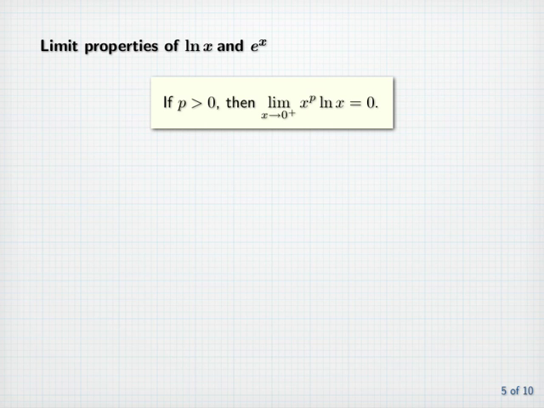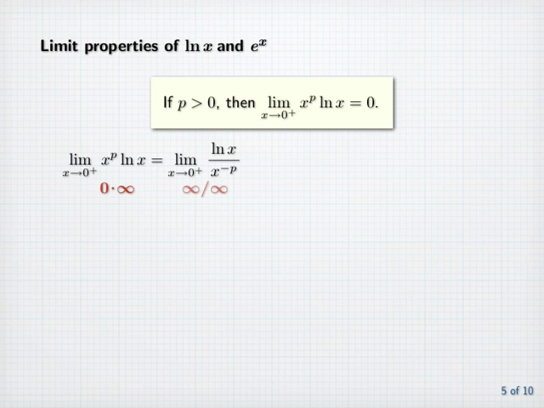So let's approach the limit as x approaches 0 from the right of x to the p log x, which is a 0 times infinity form. To use L'Hopital's rule, we first have to rewrite it as either a 0 divided by 0 or an infinity divided by infinity form. The most convenient approach here is to rewrite x to the p as 1 over x to the minus p, so that we have the limit of the natural log of x divided by x to the minus p, which has the form of infinity divided by infinity.